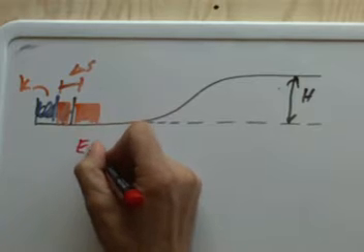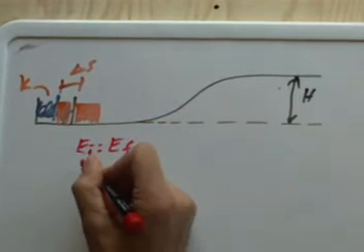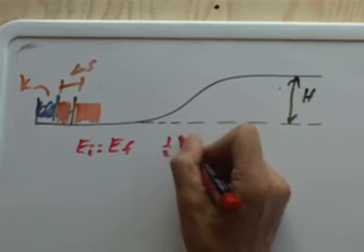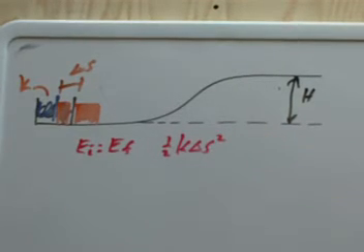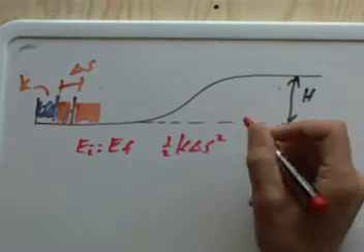We can say E initial is equal to E final, and the initial energy, of course, is that the spring is storing all its potential energy, 1/2 k times delta S squared. There's that potential energy of the spring, all stored up there.